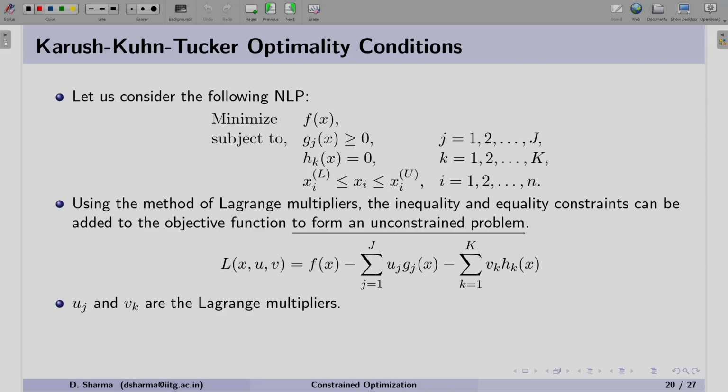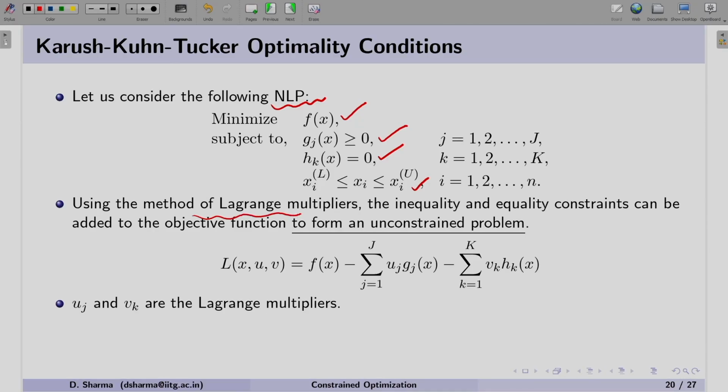Now, here let us consider the NLP as given on the top. Here we are minimizing the function f of x, we have inequality constraints, we have equality constraints, as well as variable bounds. So, this is the original problem which we had earlier. Now, since we have to find the optimality conditions, we are going to write the Lagrangian function so that we can convert this constrained optimization problem into an unconstrained optimization problem. So, let us see that.